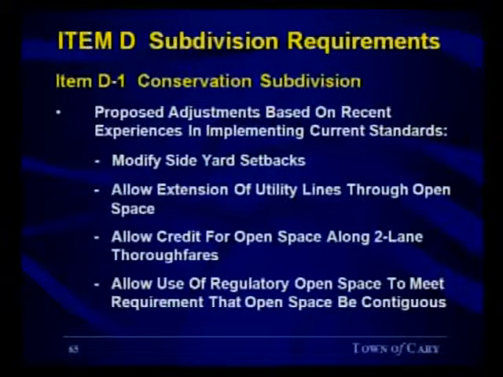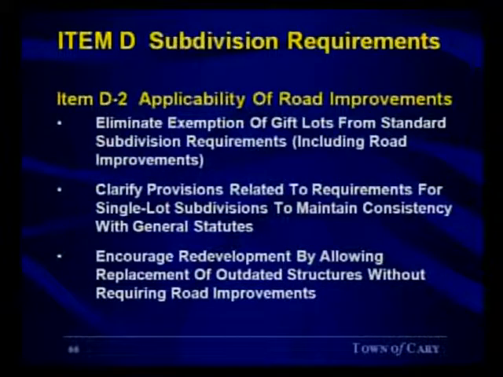There are two items, D1 and D2, that relate to subdivision regulations. The first of these makes adjustments to the conservation subdivision standards based on experiences that we've had with implementations and some improvements we feel that we could make. The changes include reduction of side yard setbacks and greater flexibility in how the open space can be calculated and designed. D2 includes revisions that are related to the required improvements for single lot subdivisions and gift lots, and these changes were proposed to maintain consistency with the general statutes.